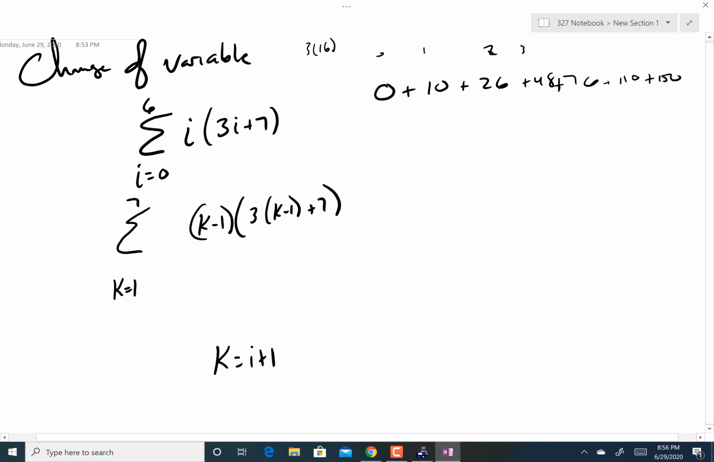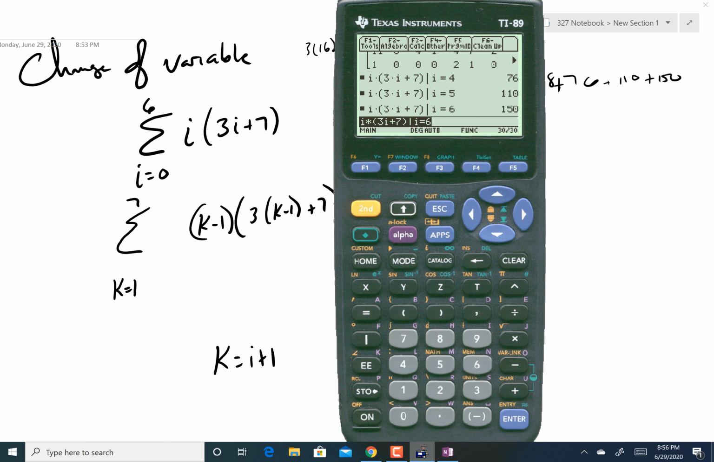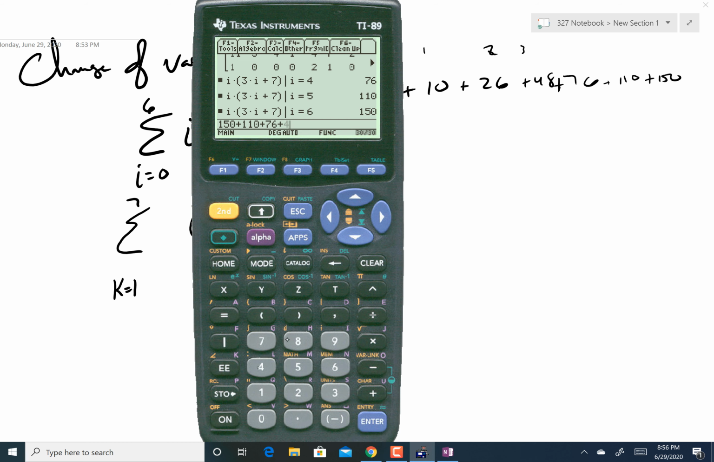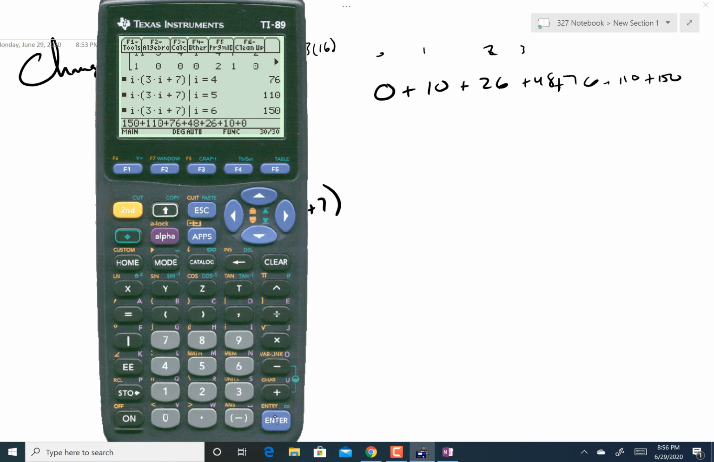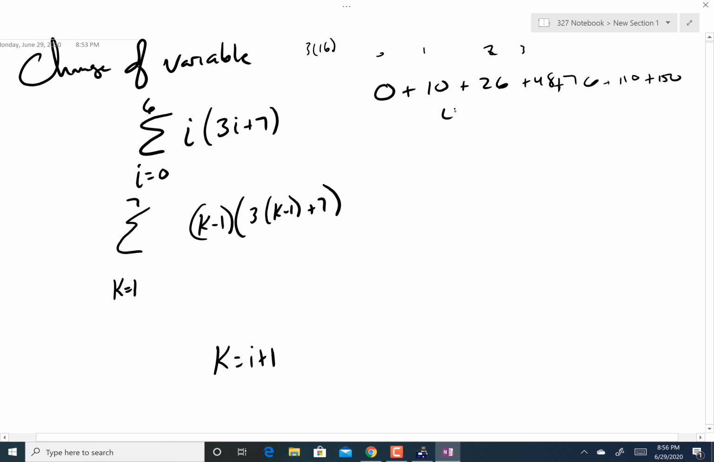Okay, and so if you added those up, 150 plus 110 plus 76 plus 48 plus 26 plus 10 plus 0. Well, that's not hard. Should be 420. And everyone shouts, blaze it at the same time. Great, excellent. So, there we go.